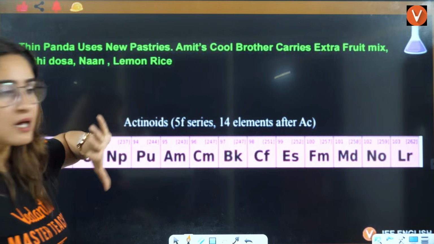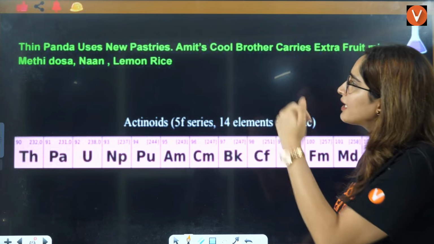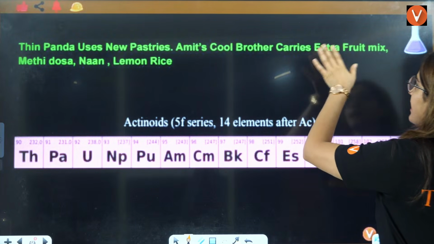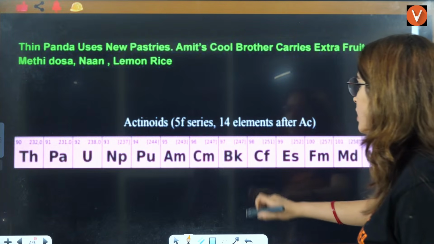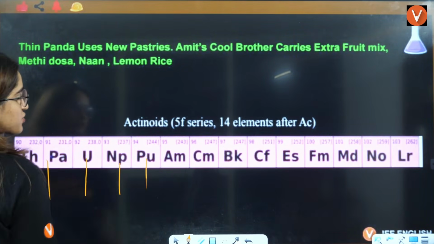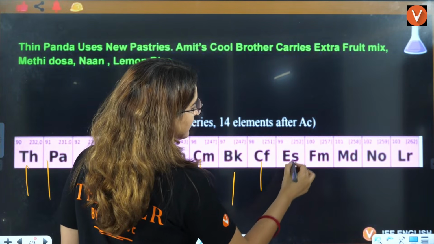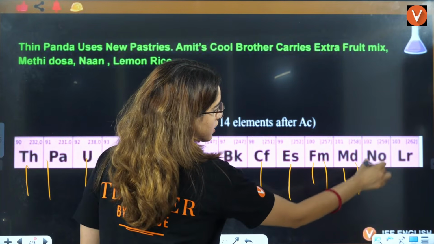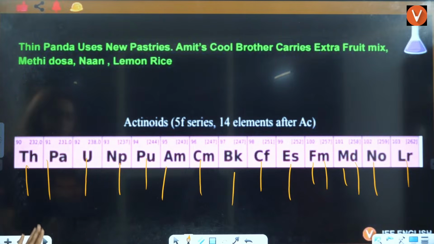This is the series of actinoids that you should remember by this mnemonic: Thin Panda uses new pastries. Amit Cool brother carries extra fruit mix, methi dosa, naan, and lemon rice. Okay, that's how it is done.